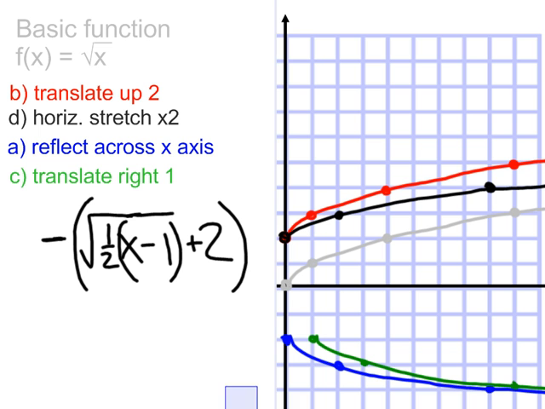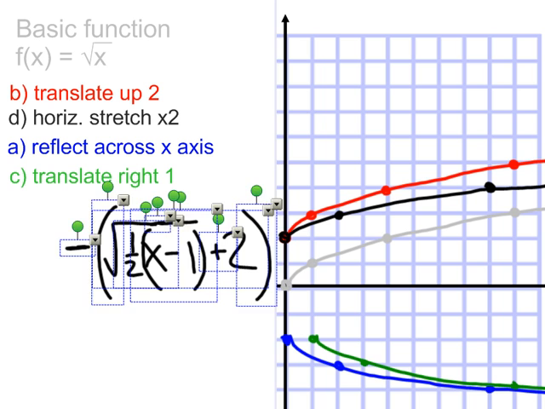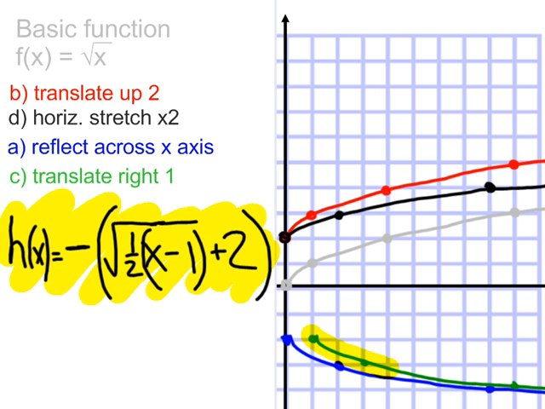As I said in the last example, I don't want to call this f of x anymore. I need to call it something different. We called the last graph g of x, so let's call this one h of x. And that is our final transformed equation. And I'll remind you that our final transformed graph was this green one right here.